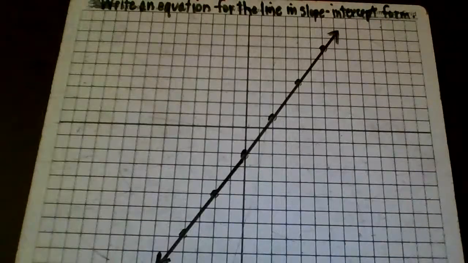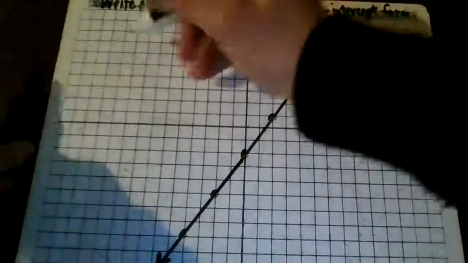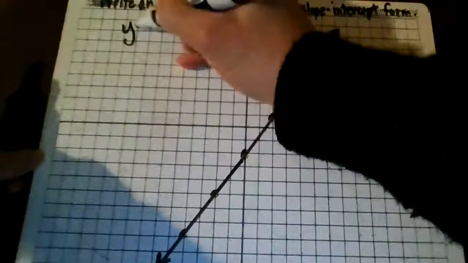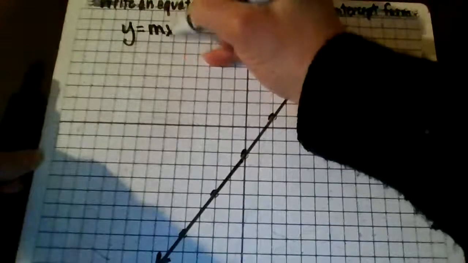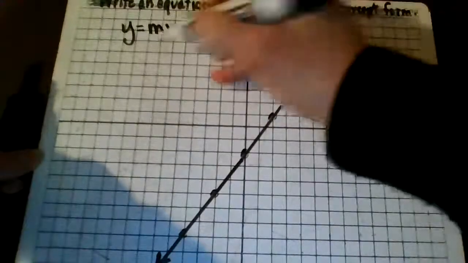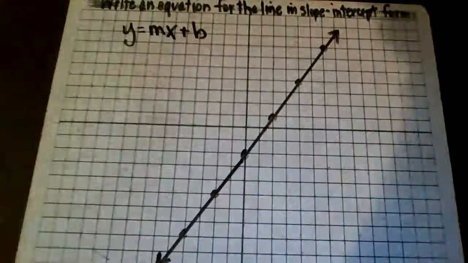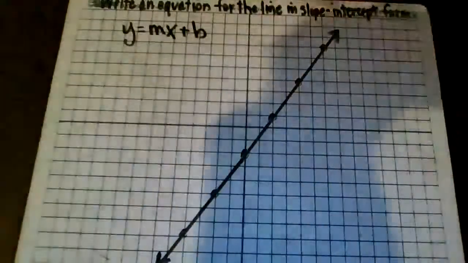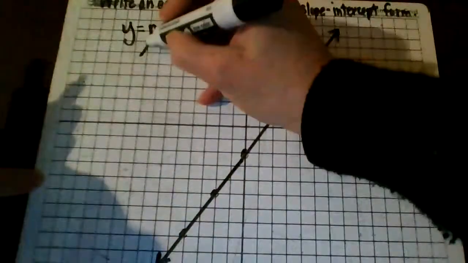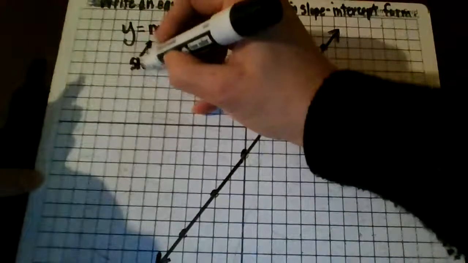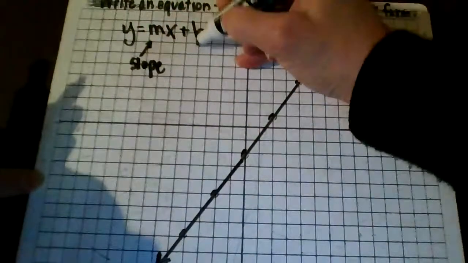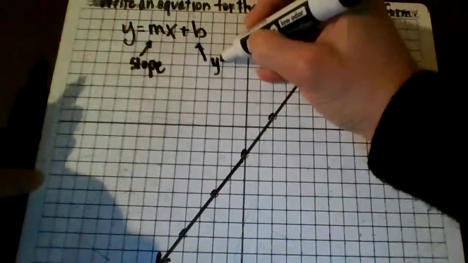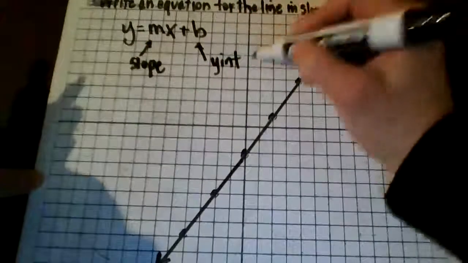All right, we are going to write an equation for the line in slope-intercept form. Slope-intercept form is known as y equals mx plus b. M is just a fancy way to say slope, and b refers to the y-intercept.